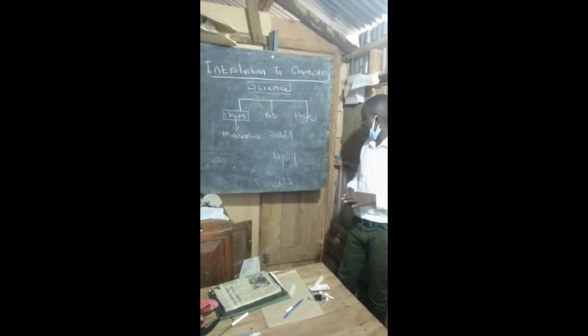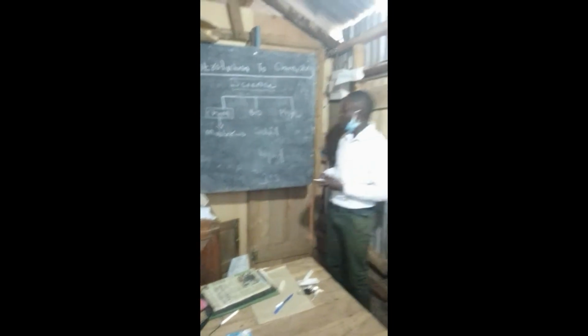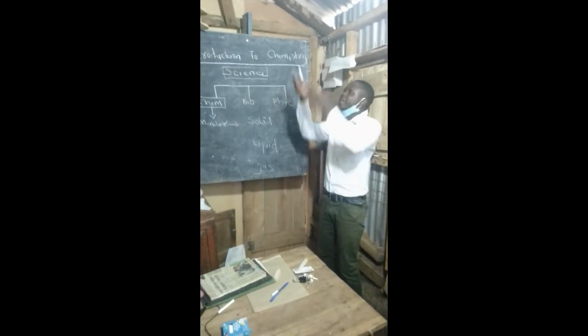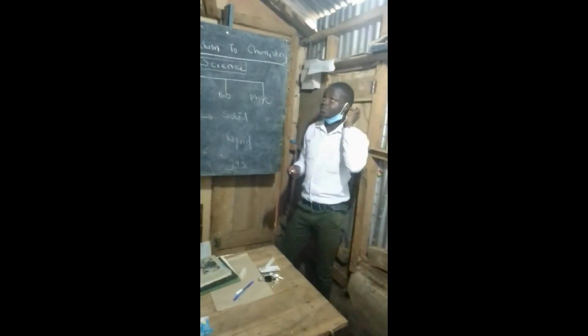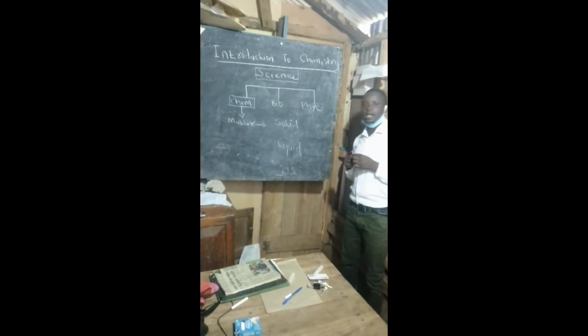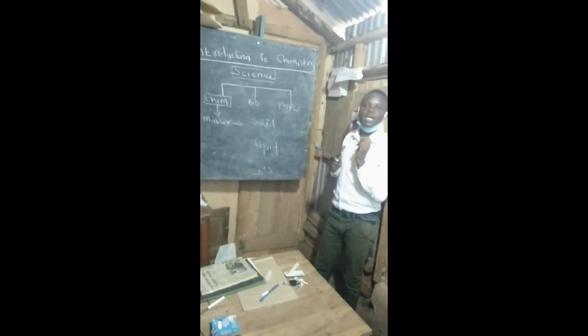Finally, the third type of matter is the gases. The gases include the air that is all around us. The air that is around us is an example of a gas. Now, when you talk about gases, the properties of gases are as follows. Gases do not have a definite shape.